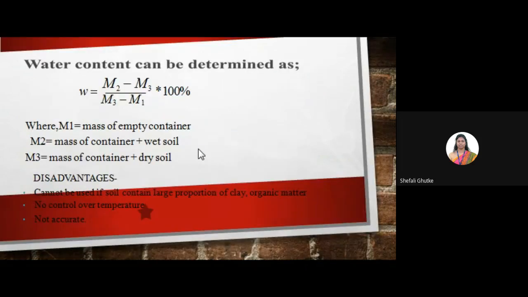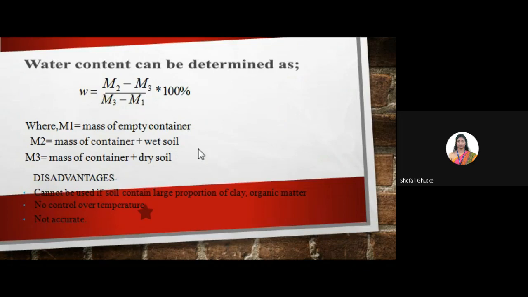The water content can be determined as (M2 minus M3) divided by (M3 minus M1), into 100, where M1 is the mass of the empty container, M2 is the mass of the container plus wet soil, and M3 is the mass of the container plus dry soil, which is heated over the kerosene stove.